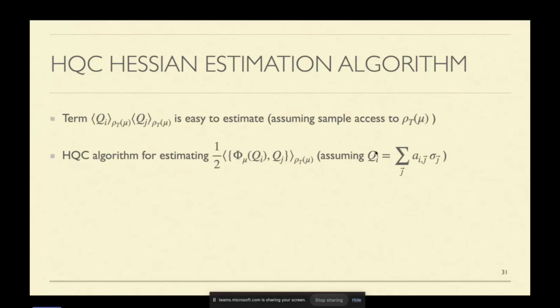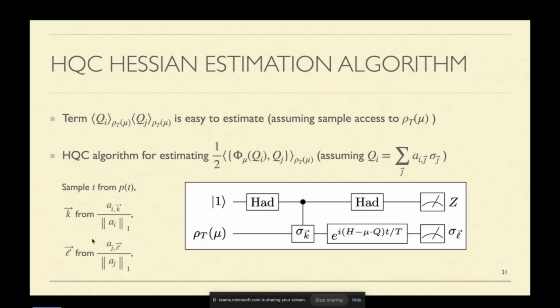We're going to assume that each Q_i is a linear combination of Paulis. So you'll sample t from the high peak tent, this random time. You'll sample for Q_i the coefficient for the Pauli string labeled by k. You'll sample l for the Q_j. And then you execute this circuit. This is a combination of Hadamard test and Hamiltonian simulation, two very basic primitives in quantum algorithms.